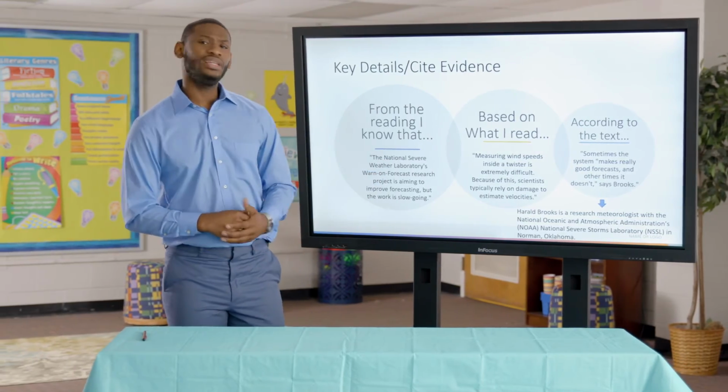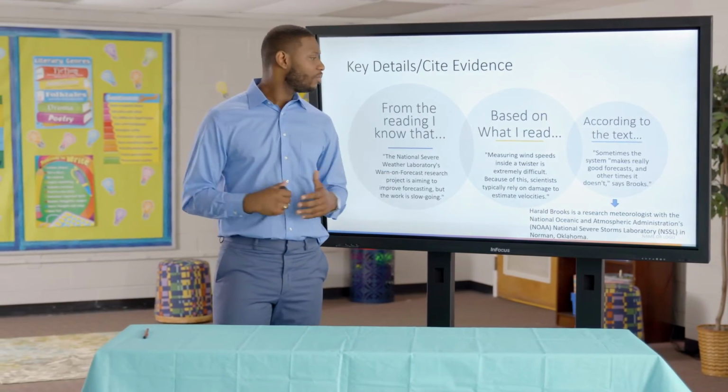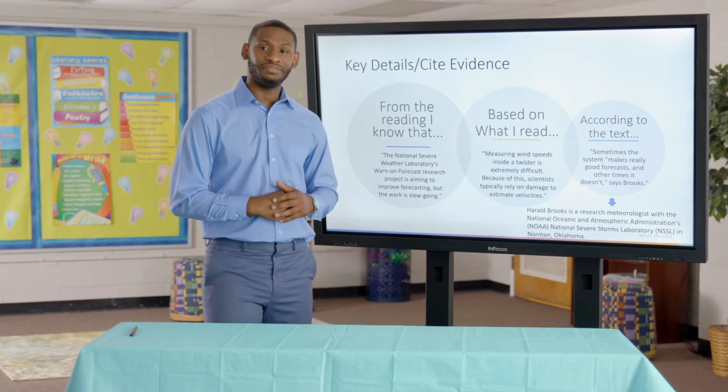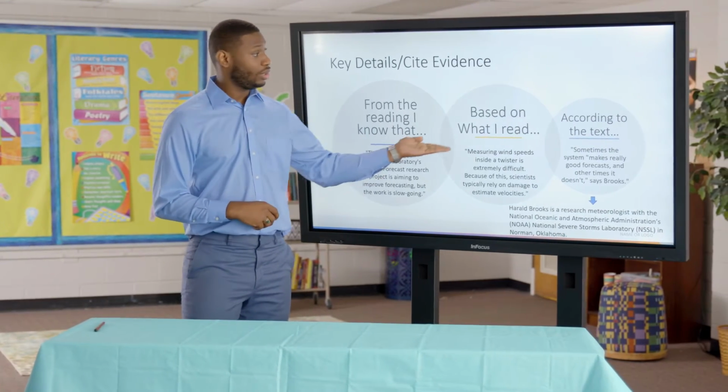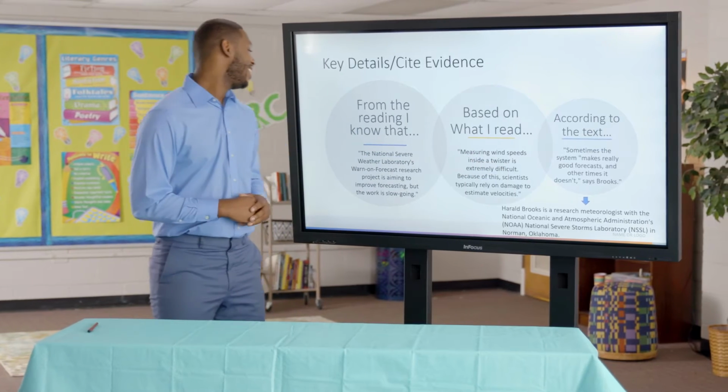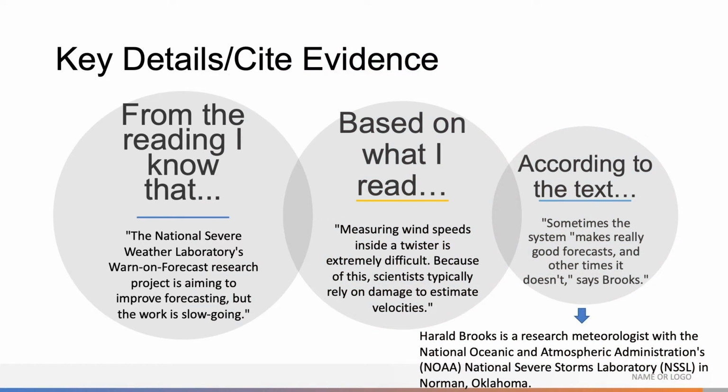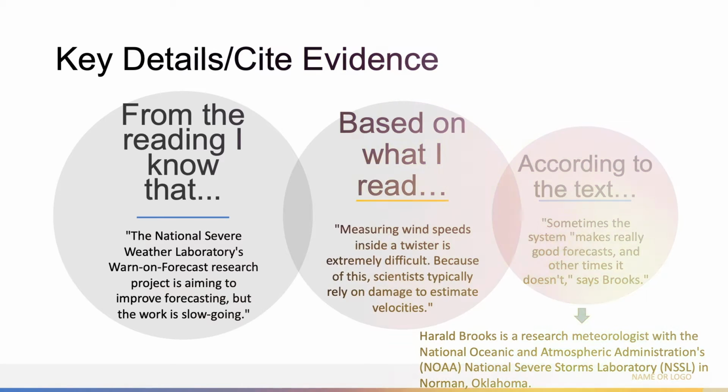Okay, let's talk key details and some evidence. So I pulled out a couple different things from the text. Let's dive in. Notice my sentence stems here, here, and there. Okay, so from the reading, I know that the National Severe Weather Laboratory's Warn on Forecast research project is aiming to improve forecasting, but the work is slow going.